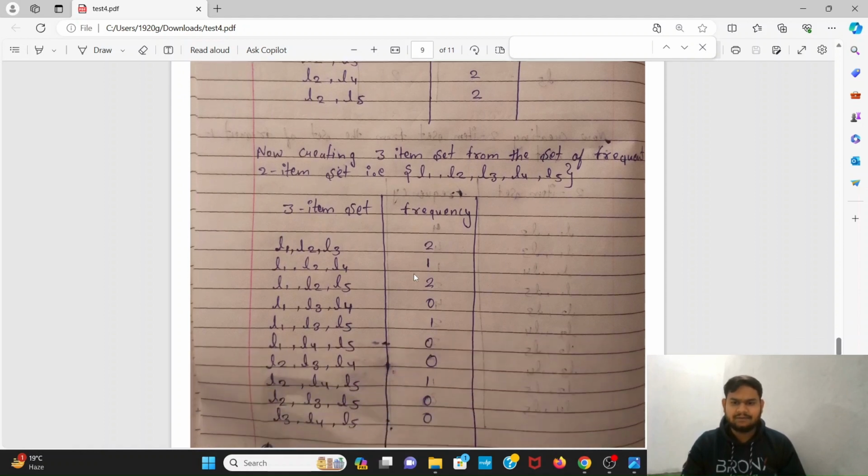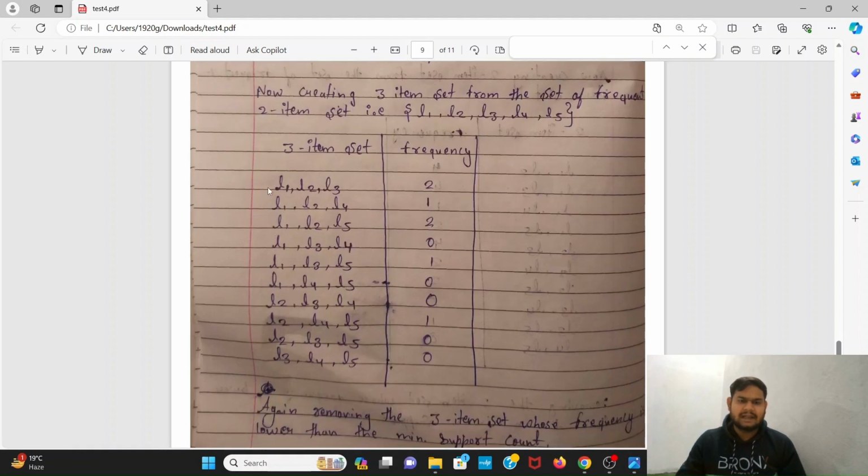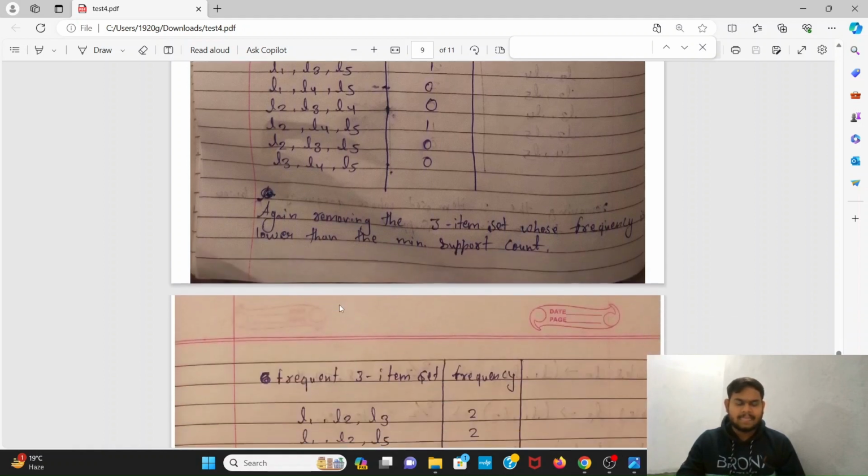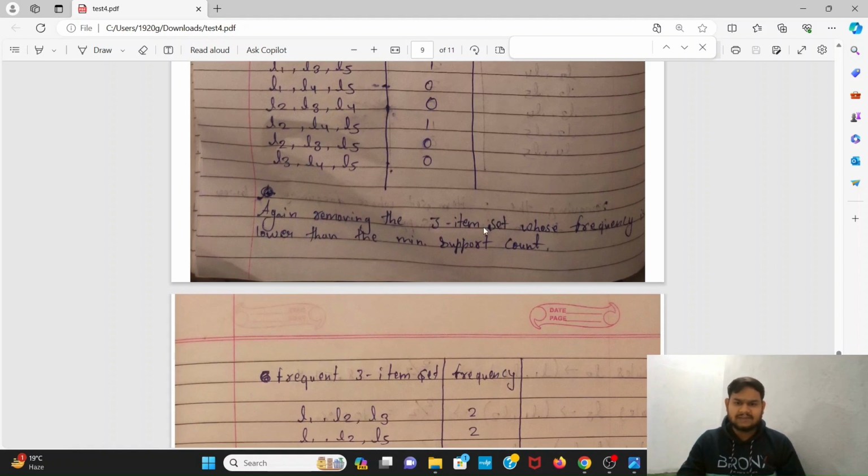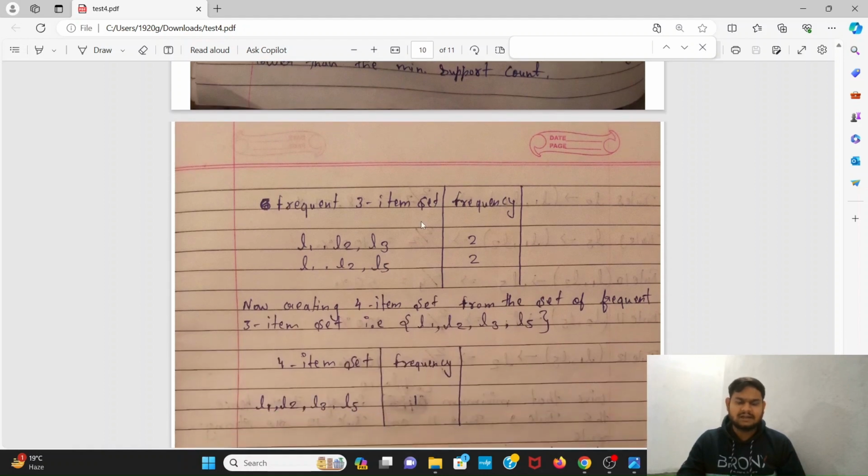Now creating three item sets from the frequent item sets, that is L1, L2, L3, L4, L5. Three item sets are L1, L2, L3 frequency 2, L1, L2, L4 frequency 1, L1, L2, L5 frequency 2, L1, L3, L5 frequency 1, and so on. Again, removing the three item sets whose frequency is lower than the minimum support count. The final three item sets are L1, L2, L3 with frequency 2, and L1, L2, L5 with frequency 2.